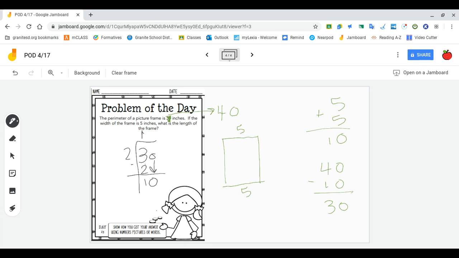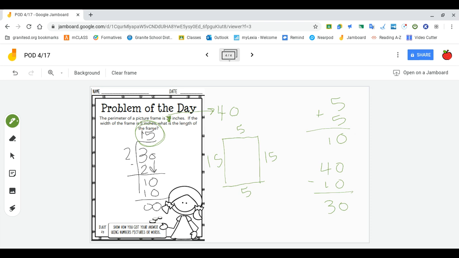Bring down the 0. And then how many times does 2 go into 10 without going over? I can skip count. 2, 4, 6, 8, 10. Exactly 10. That was 5 times, which equaled 2 times 5 was 10. And I had nothing left over. It divides evenly, which it always will in this case because it's perimeter. So now I know that each side of the length is 15 and 15.